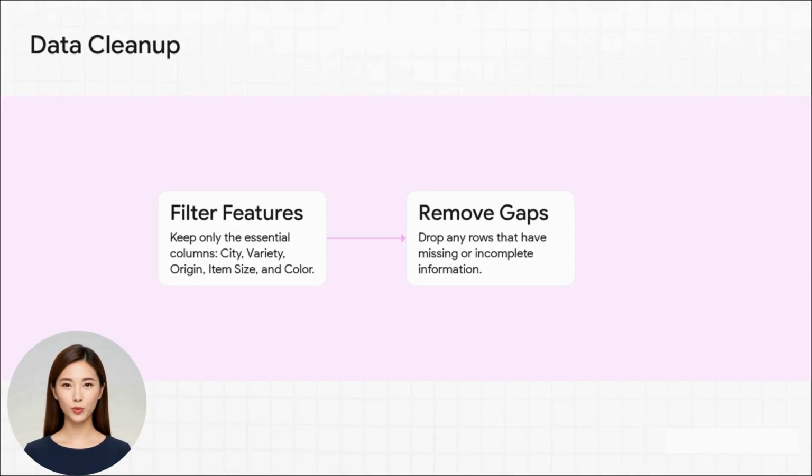And we're going to do this in two really simple steps. First, we're just going to keep the columns we think we need: city, variety, origin, item size, and of course, the color. Everything else? Gone. Second, we're going to look for any rows that have missing information and just drop them. What we're left with is a clean, tight, workable data set to really start our investigation.